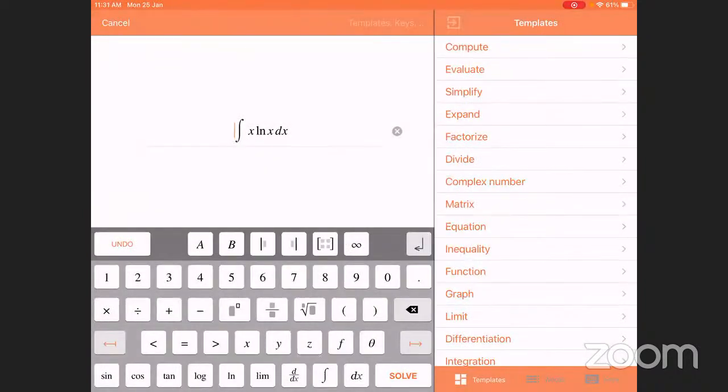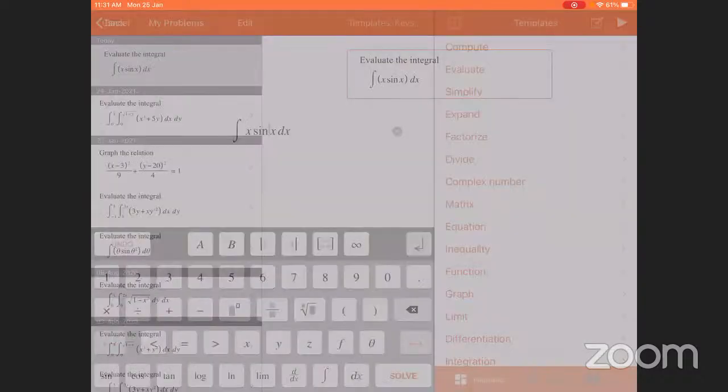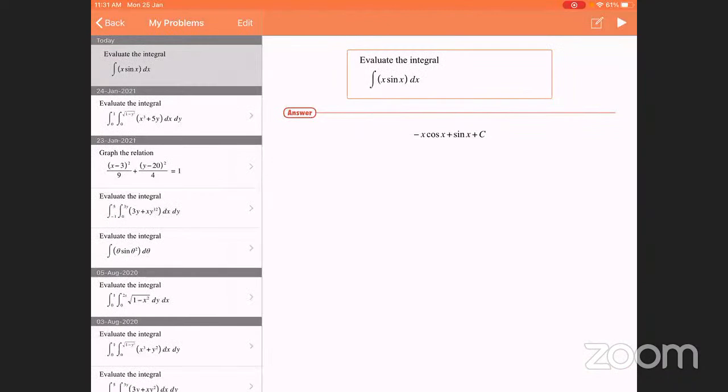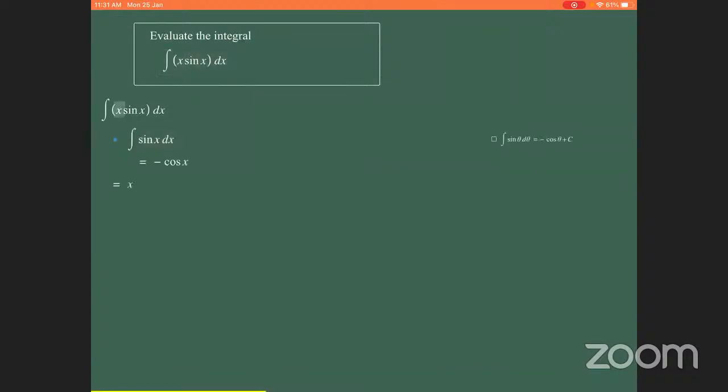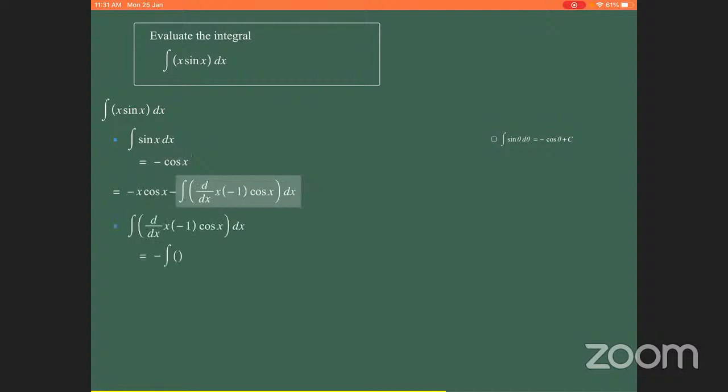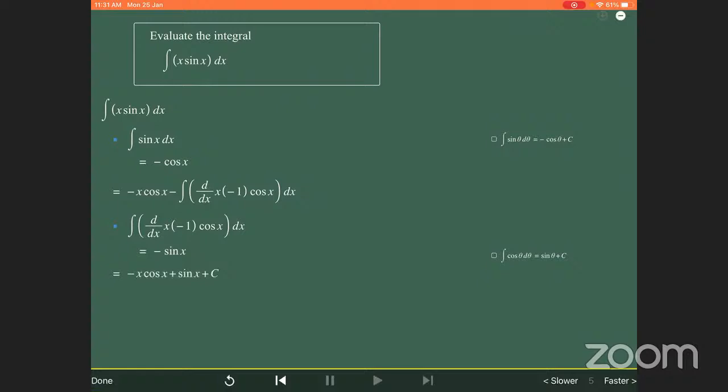Instead of log x here, I want to take sin x. Let me take x sin x. Let me put the question, solve. It solves immediately. Your solution is done. You can see here the solution. Integral x sin x dx. And whichever is easy for integration will be taken as the first one. The integration is over. I'm making this very fast. Remember this, it's going to solve our problem so fast and so easily without any errors.